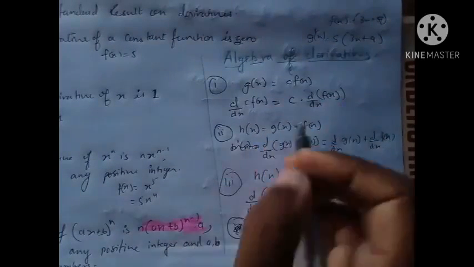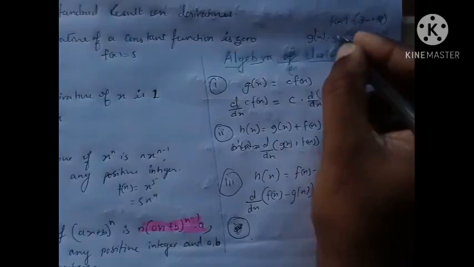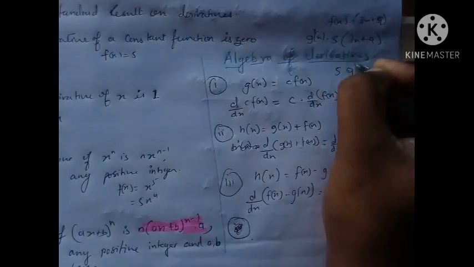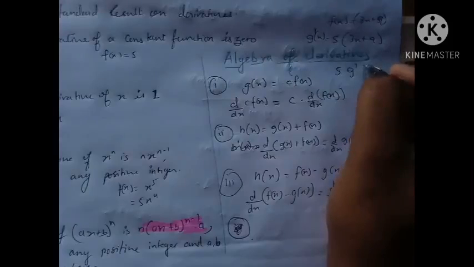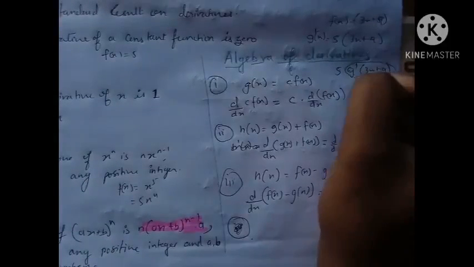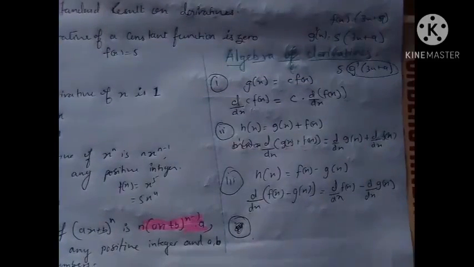Okay, so my answer is going to be 5 coming in front, so 5 and then g of 3x plus 9. So I'm going to find the derivative of this, and this is going to come in front. This is what the very first rule of differentiation tells us.